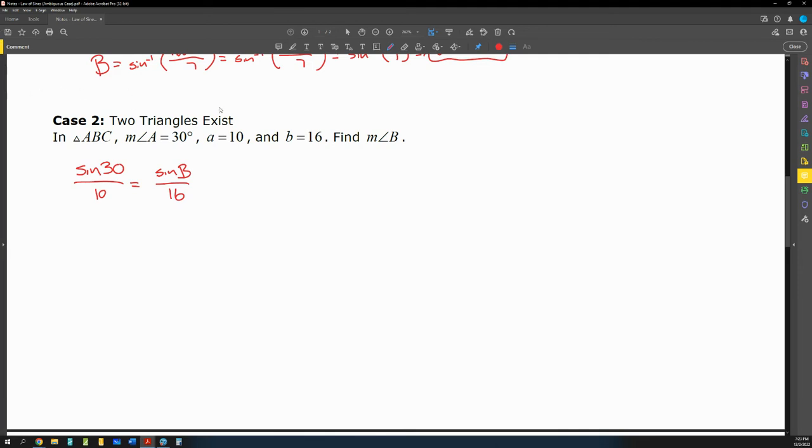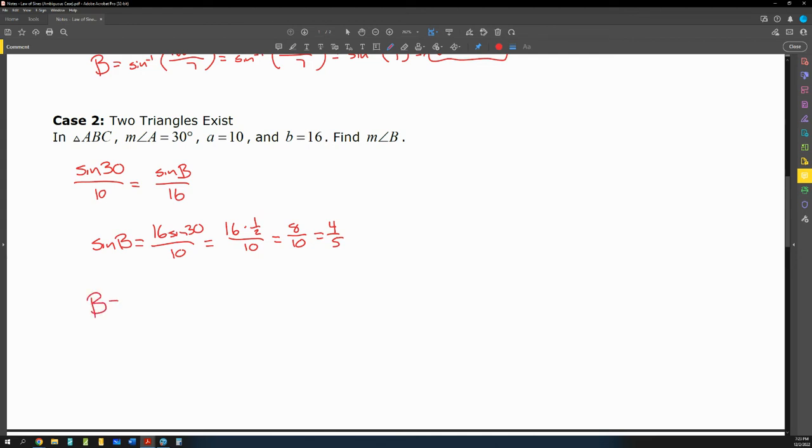Okay? Multiplying both sides by 16, we get that the sine of B is equal to 16 sine of 30 all over 10. And again, we can reduce that. So 16 times a half over 10, we have 8/10 or 4/5. Okay? So then, remember, the sine of b equals 4/5.